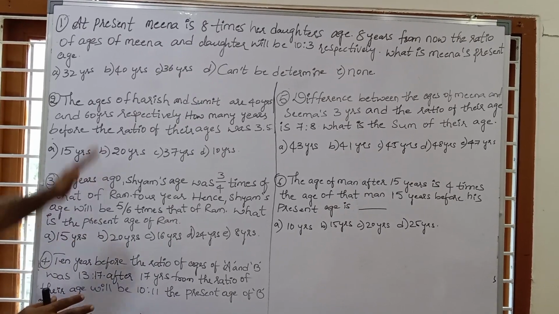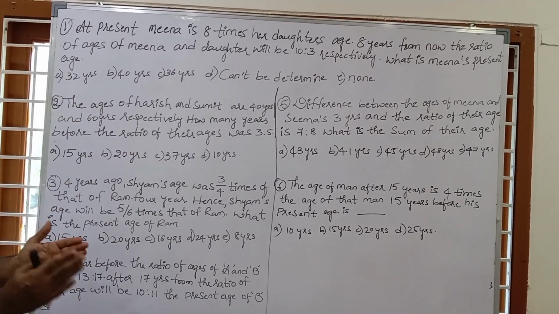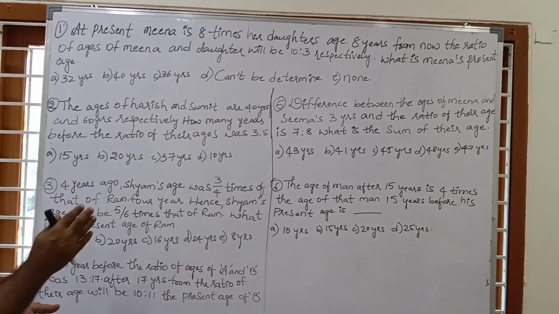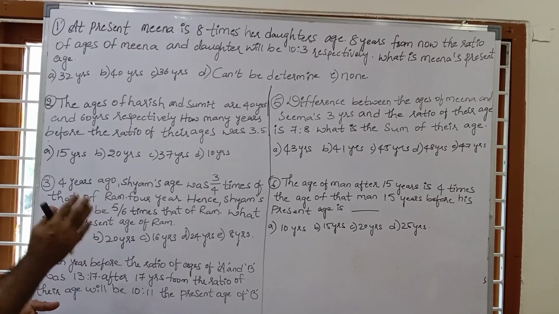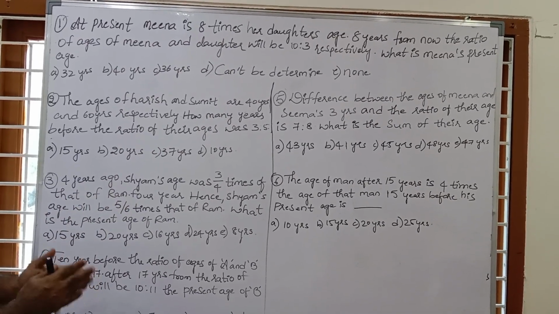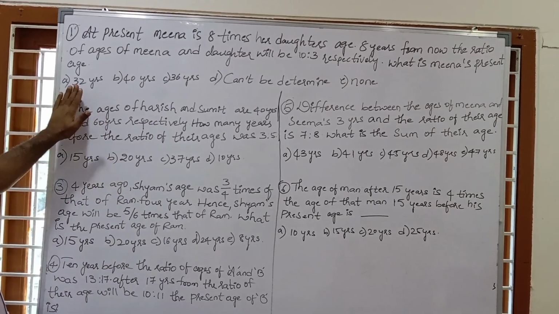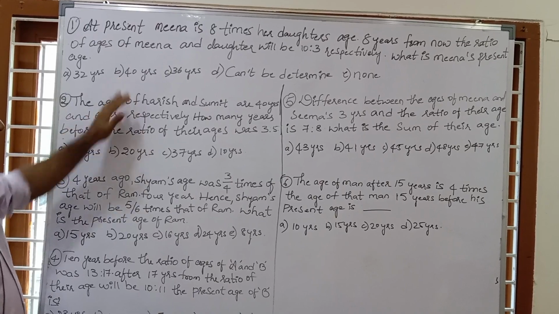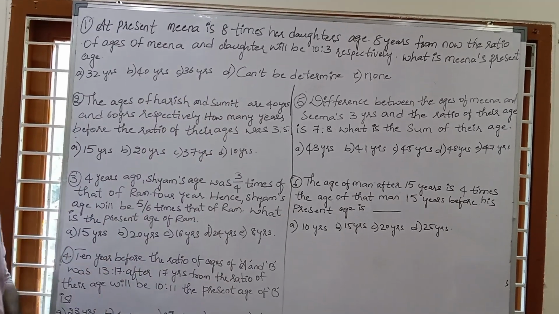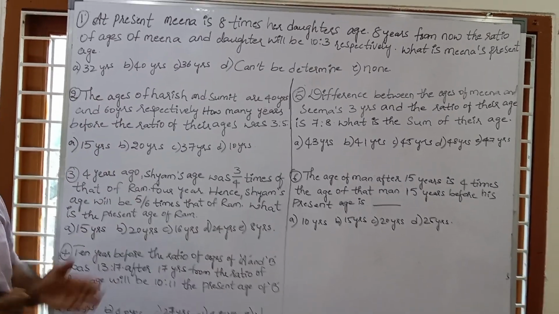First go for careful reading of the question. Then see what is asked and what is given. In the question, at present Meena is 8 times her daughter's age. And 8 years from now, the ratio of ages of Meena and daughter is 10:3. Then you have to find Meena's present age. The options are 32 years, 40 years, 36 years, cannot be determined, and D option is none of these. So just solve the question and comment your correct answer.